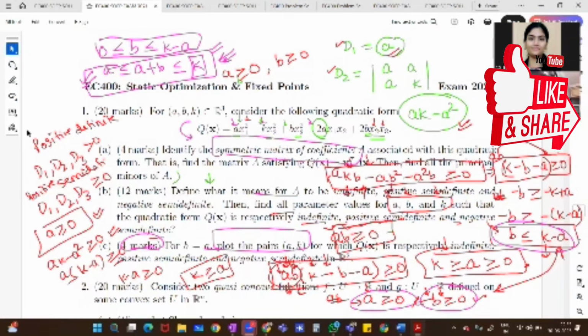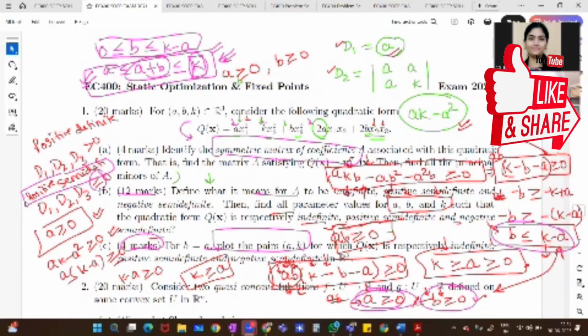One second. So, Puru, what you have got: if it is semi-definite, that's why you are using this greater than or equal to sign everywhere. Then A is greater than 0, B is greater than 0, and K is greater than A plus B, right? And when again you have to do it for negative semi-definite, then you will reverse the sign. That's why it is of 12 marks.